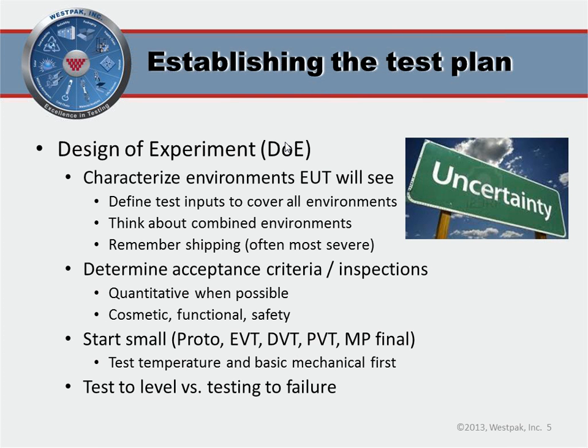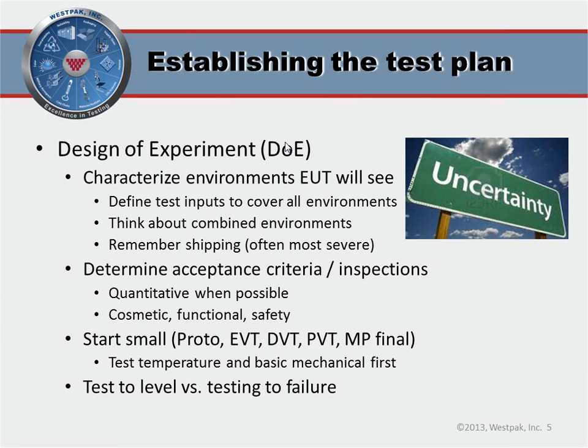So establishing our test plan, the design of experiment. We have to characterize or define the environments the EUT, or equipment under test, will see. So when possible, try to define test inputs that cover all the environments that your product is likely to see. Think about combined environments. An example would be temperature and vibration. You have vibration induced in shipment. If the product's very hot or very cold, it's going to act differently mechanically and maybe more failure prone. Remember shipping. Everything you ship, everything you build, you have to ship, and in many cases, it's the most severe mechanical environment a product will see.